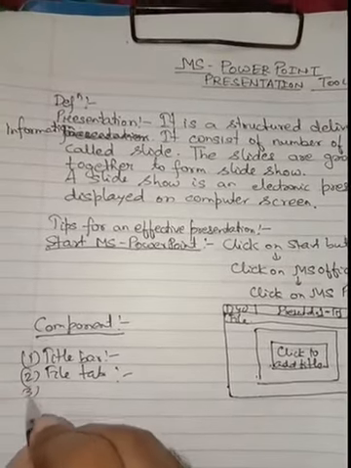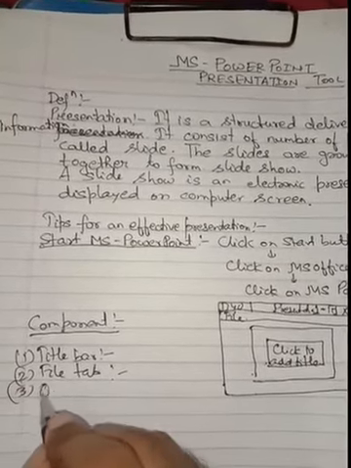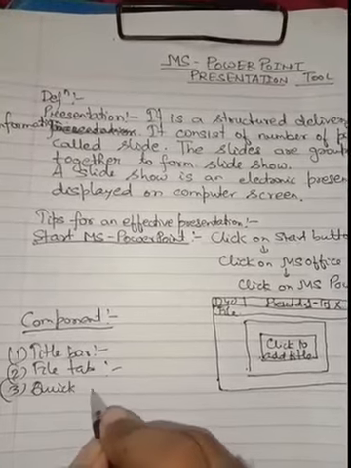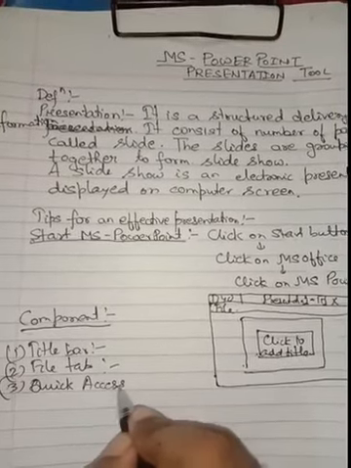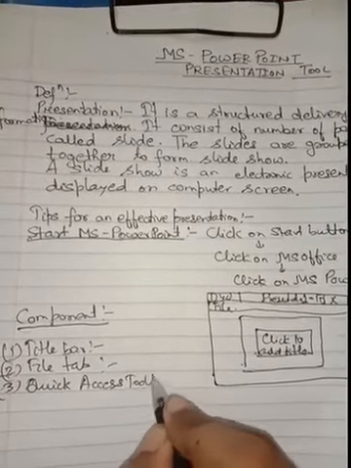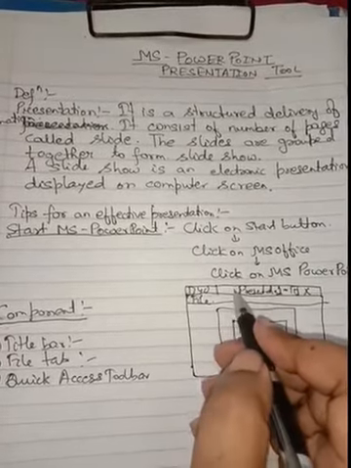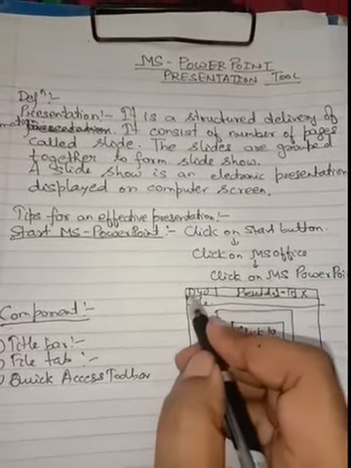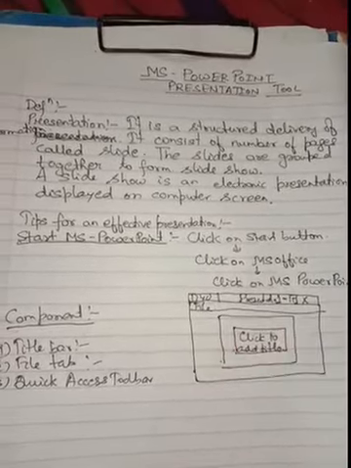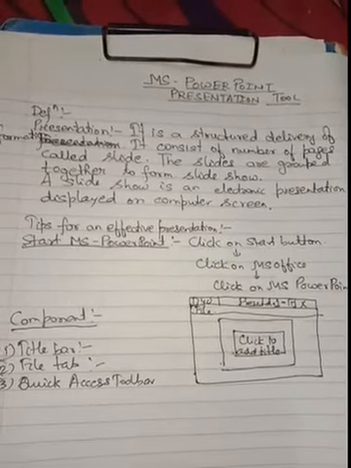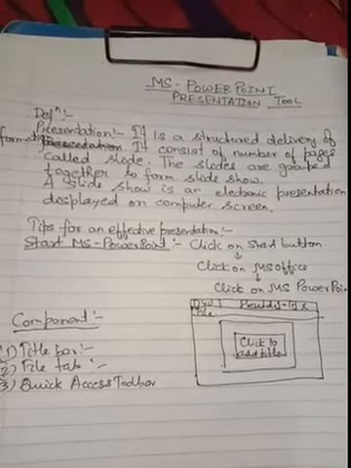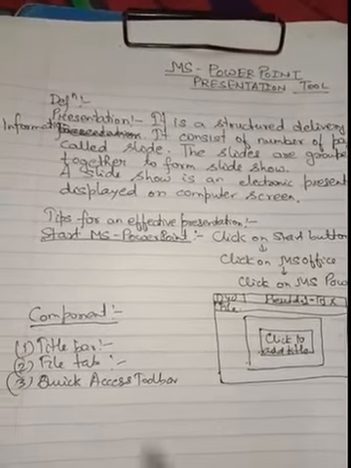Next we have the Quick Access toolbar. It is located at the left side of the title bar. It contains several commands which are used frequently, like save, undo, repeat, etc.